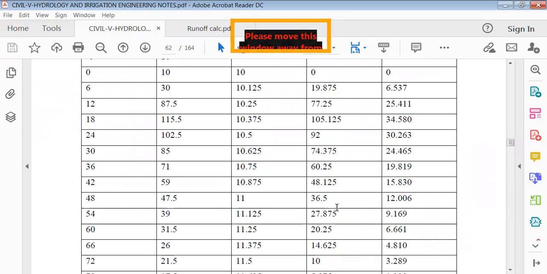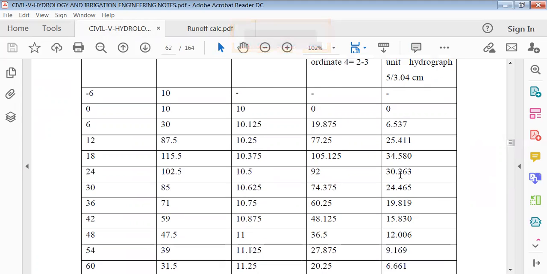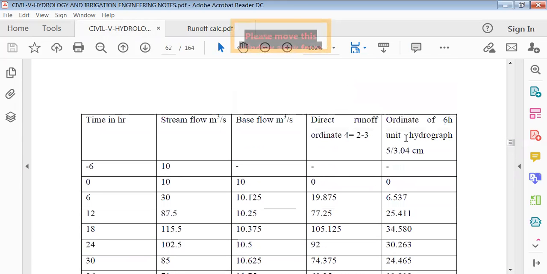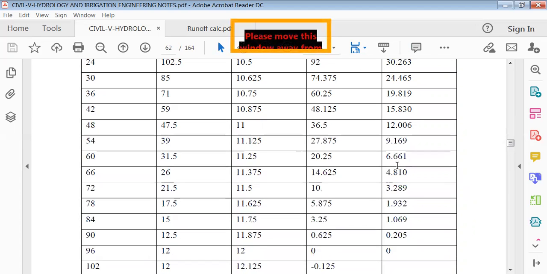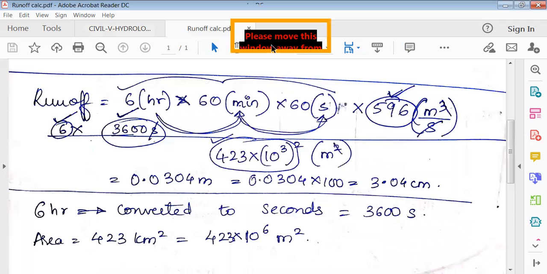So all the values in the fourth column should be divided by 3.04. You can write this 3.04 value here itself, then you will get the final value. So the last column is nothing but the 6R unit hydrograph, which will be in terms of centimeter. So don't use these calculations here. I have simplified this and shown it here. Please use this, only then it is easy to understand.